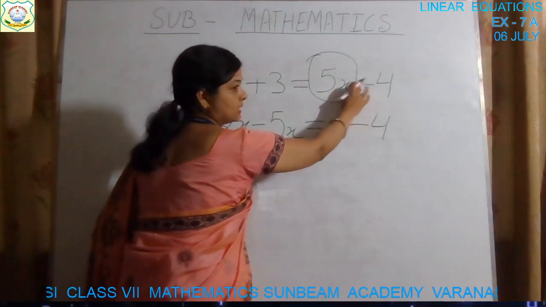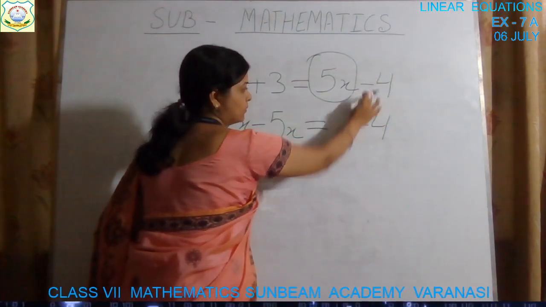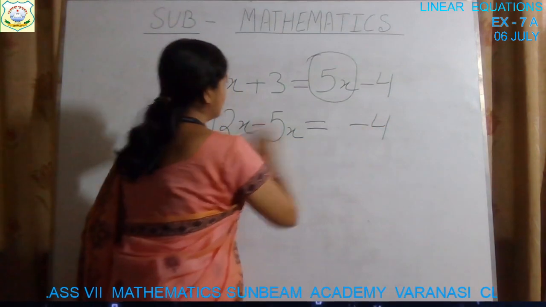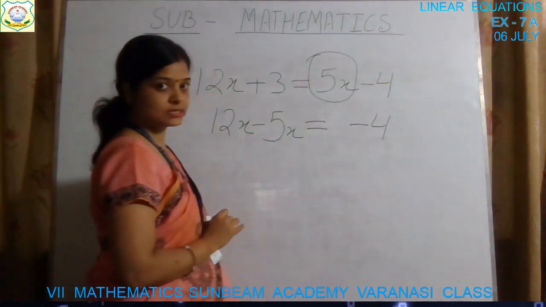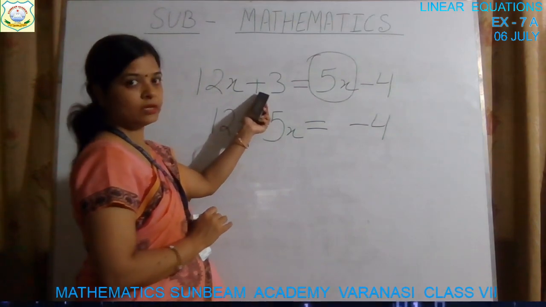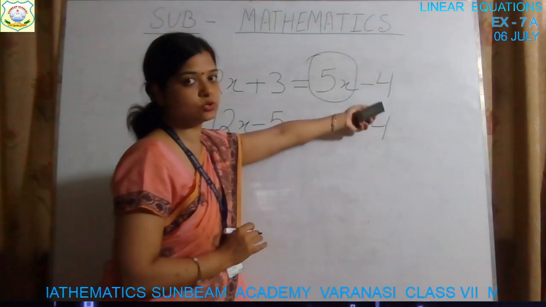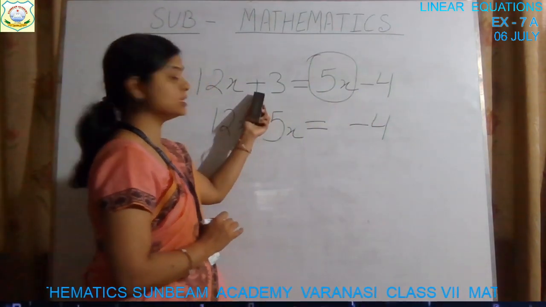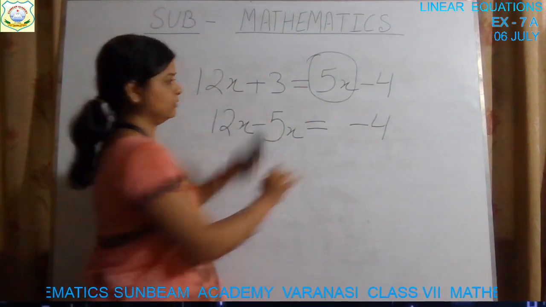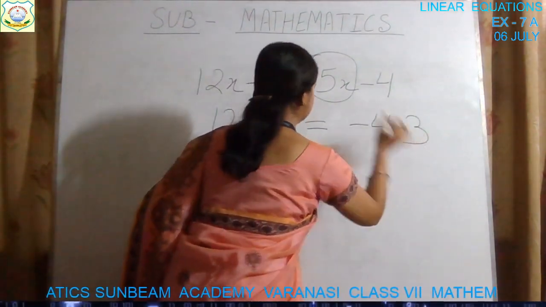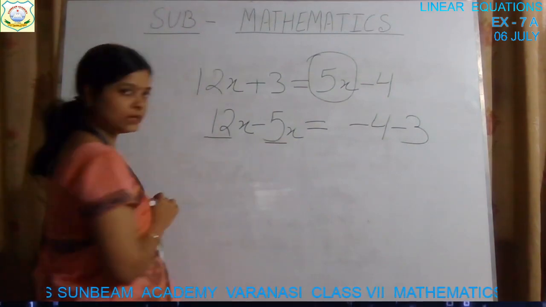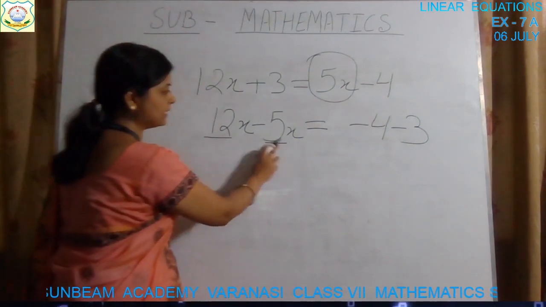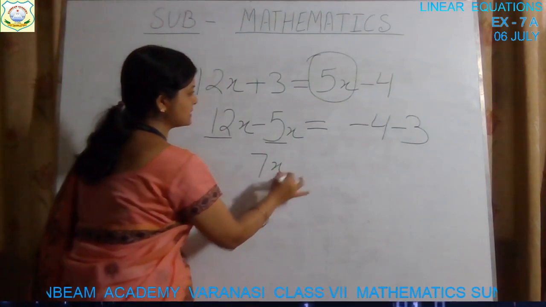Now children, minus 4 is already on this side. Keep its sign with it. It is minus 4, so keep the sign with 4. And this plus 3 you will shift to the RHS. It is positive, so when you transpose it to the RHS, this positive will become negative. So minus 3. Now solve this. 12 minus 5. How many x are left? 12 minus 5, 7x is left.